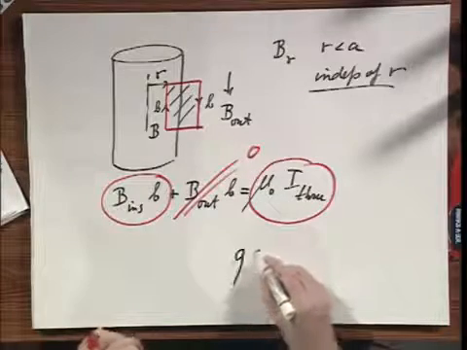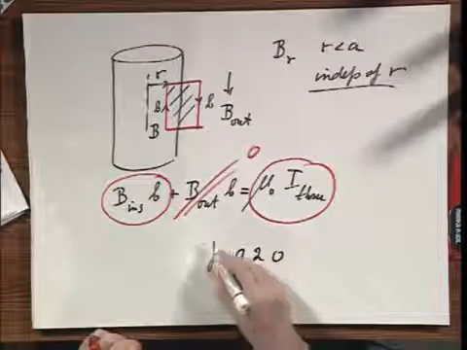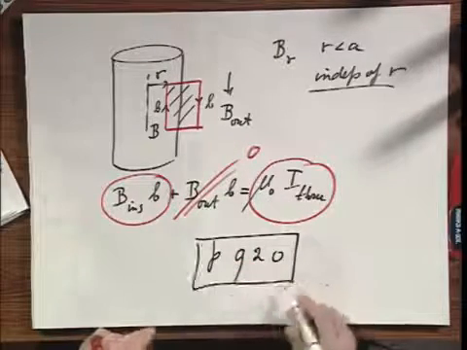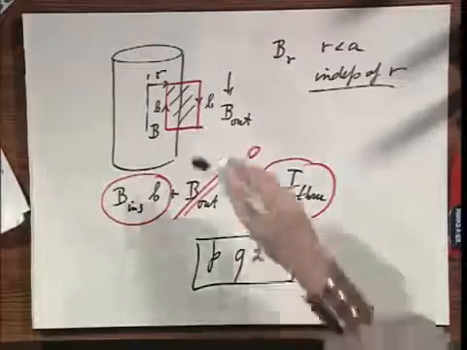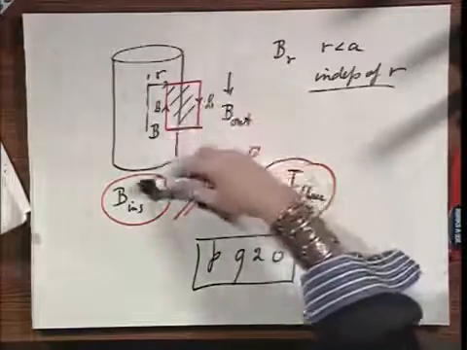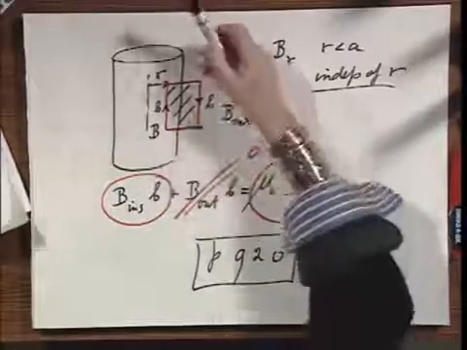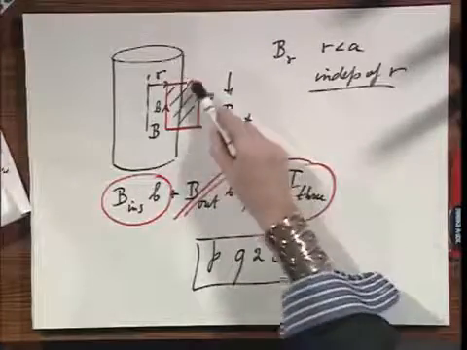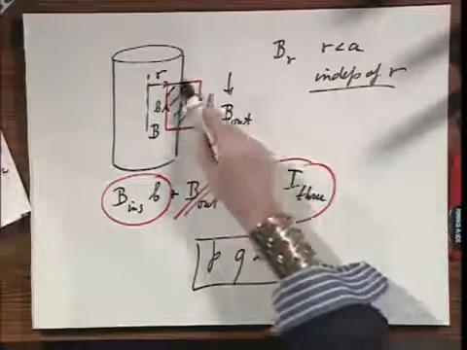And I really strongly advise you to again read up on page 920, where we have cases where the cylinder is not infinitely long, the solenoid is not infinitely long, and then you do see magnetic fields leaking out, so to speak.